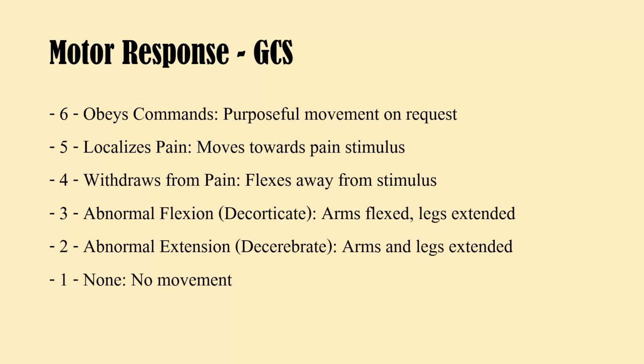The motor response evaluates a patient's ability to move in reaction to stimuli. A score of 6 indicates the patient obeys commands. A score of 5 means the patient localizes pain by moving toward the painful stimulus. A score of 4 means they withdraw from pain. A score of 3 indicates abnormal flexion, known as decorticate posturing. A score of 2 indicates abnormal extension, known as decerebrate posturing. A score of 1 means there is no motor response.